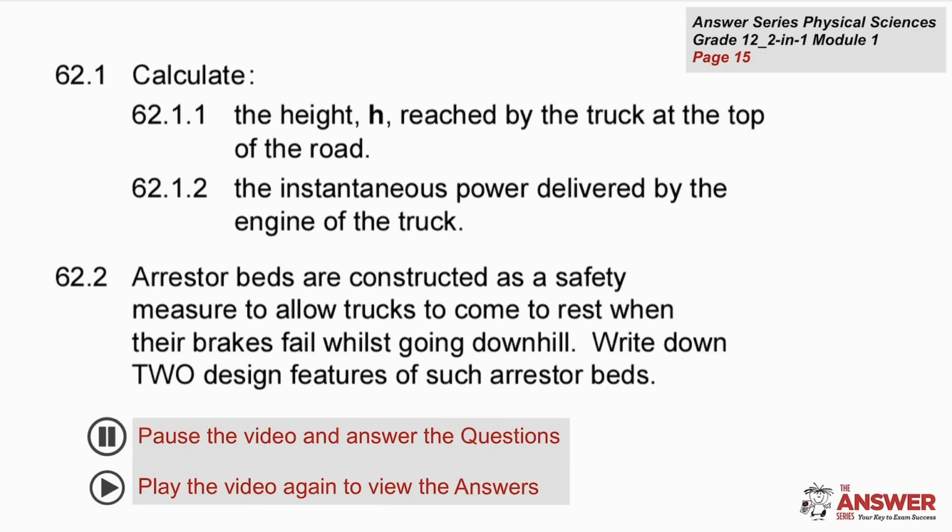Pause the video now to try these problems yourself. Then play the video and compare your answers to the model answers that follow.